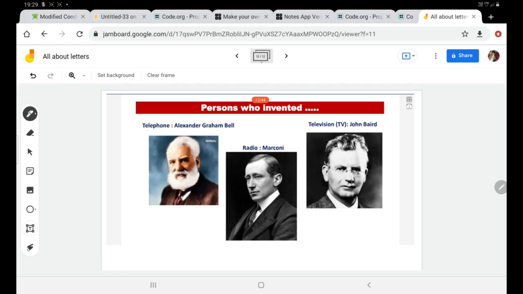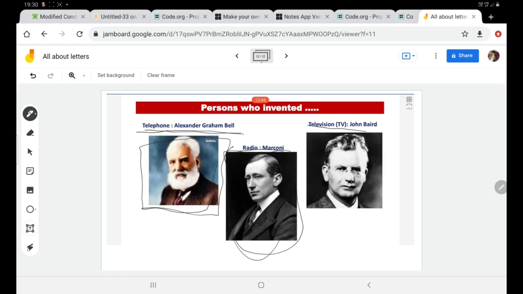So now, persons who invented. Who invented the telephone? Alexander Graham Bell. Here you can see who Alexander Graham Bell is. Now, who invented the radio? Marconi invented the radio. Here you can see in the black and white picture Marconi.